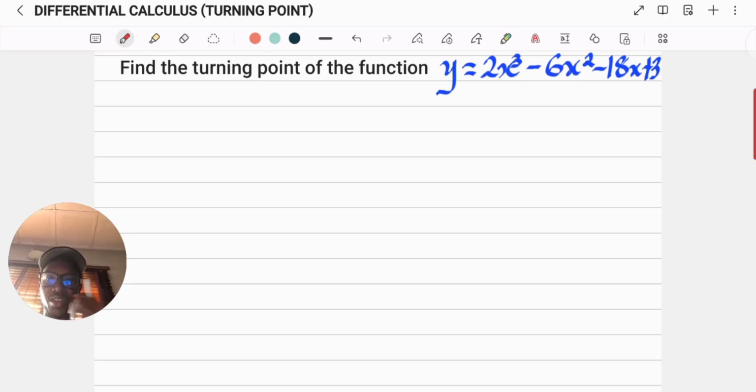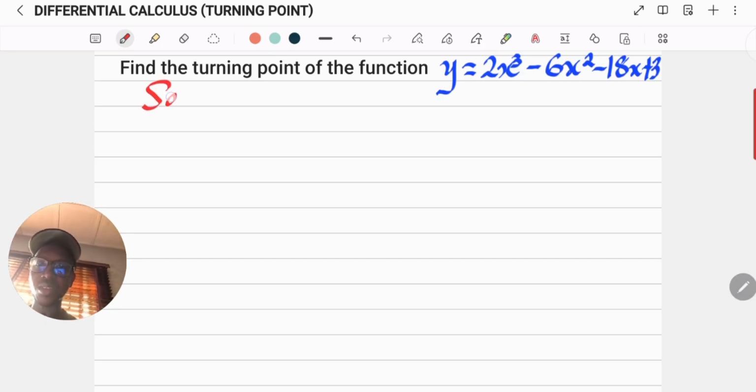Okay, so we have a question that we are going to be solving. It's a differential calculus question, one of the aspects that deals with the application. The question says we should find the turning point of this function y equals 2x cubed minus 6x squared minus 18x plus 3. All right, so it's very simple.